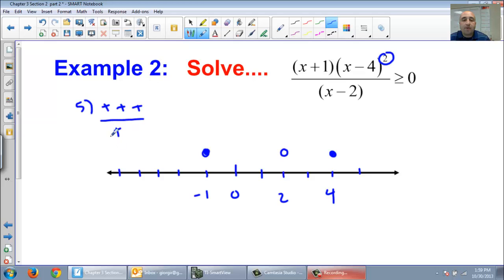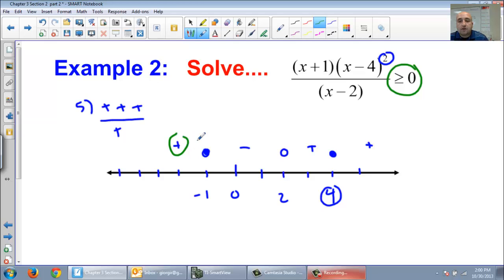All positives divided by positives is going to be a positive. So they're going to alternate everywhere except for the double. 4 is my double, so it's got to stay the same. And then everywhere else, they are going to alternate. Okay? So where are my answers located? My answers are greater than or equal to 0.